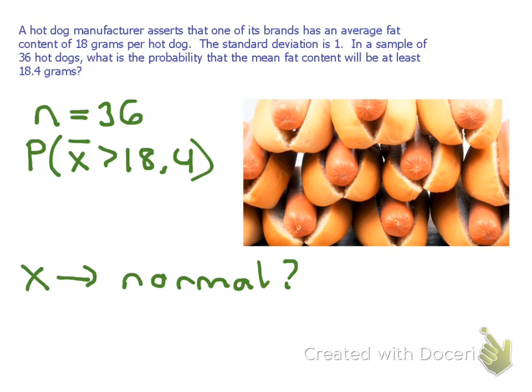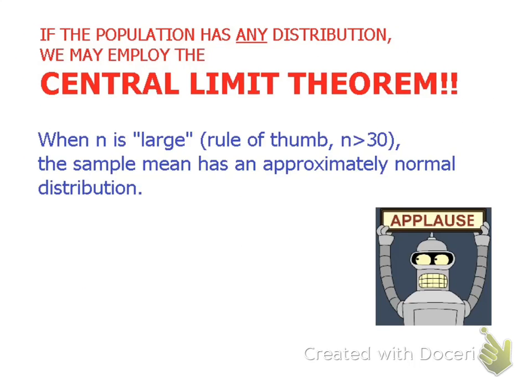So for this problem, we're going to use a very important theorem in AP statistics. And it says that if the population has any distribution, normal or not, we can employ the central limit theorem. And the rule says that if n is large, and as a rule of thumb, we'll say if n is greater than 30, then the sample mean has an approximately normal distribution. This is a very big rule, and in my class I like to say that if something is a really big rule that we need to understand and absorb, we put a lot of stars around it.